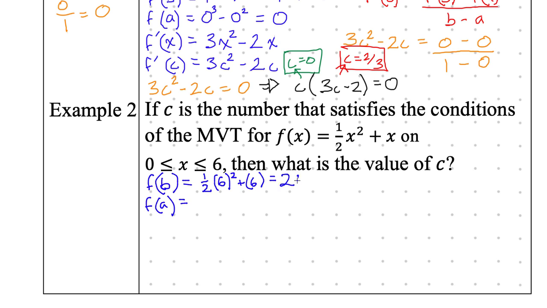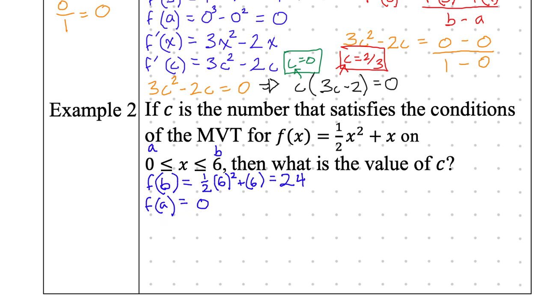All right. What about f of a? Careful. a is 0, b is 6. So if I plug in 0, 0 squared is 0, times 1/2 is 0, plus 0 is 0. Very nice. So we have f of a, and then we also know what b and a are.